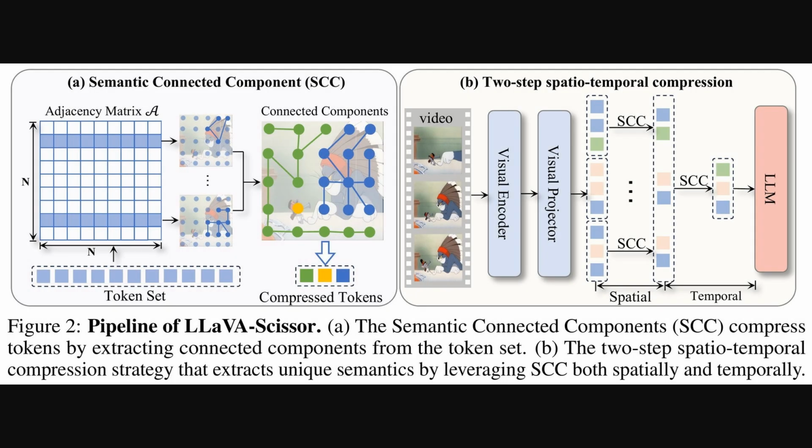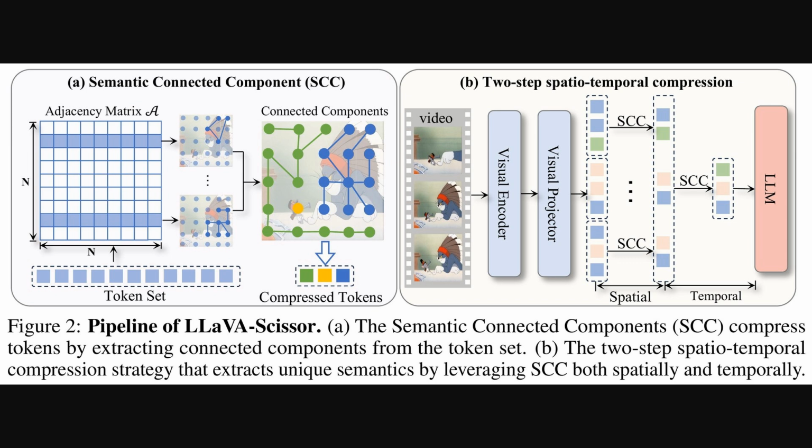Building on that, this figure shows the pipeline in detail. On the left, we see the core idea, called Semantic Connected Components, or SCC. This method takes all the visual tokens from an image, figures out which ones are semantically similar, and groups them into clusters. You can see these clusters represented by different colors. Each one is then averaged into a single representative token.